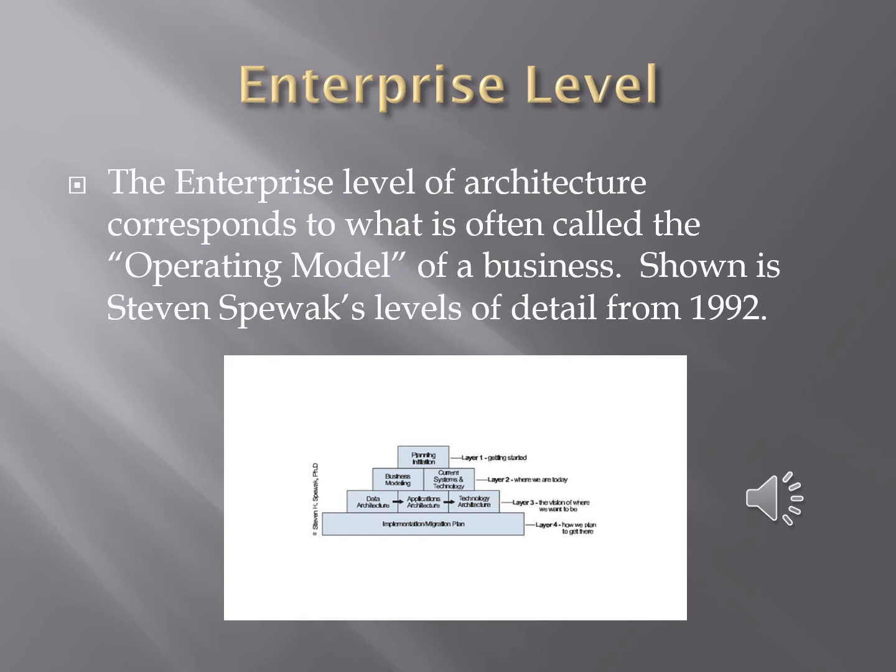Now here's Spewak's model again. Steven Spewak wrote a book in 1992, Enterprise Architecture Planning. You can see that he goes down in levels of depth, increasing levels of depth. The idea here is that the operating model is a low level of depth. It's very broad and corresponds in notion to what we mean by the enterprise level of architecture. It doesn't have to contain everything. It's very shallow, just as Burke said, but it's very broad.